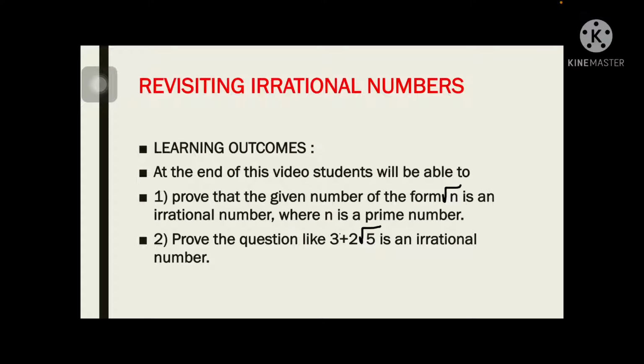Topic under this is revisiting irrational numbers. Learning outcomes of this topic. At the end of this video you will be able to prove that the given number of the form under root n is an irrational number where n is a prime number. Secondly, you will also be able to prove questions like 3 plus 2 root 5 is an irrational number.